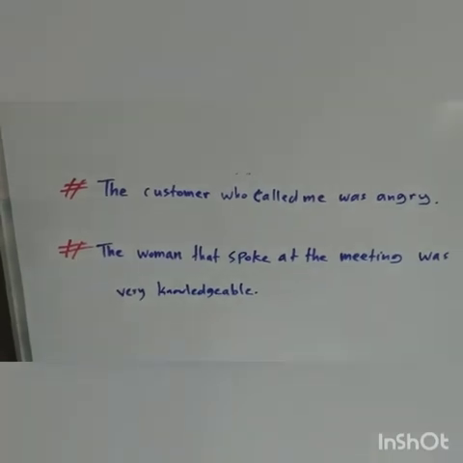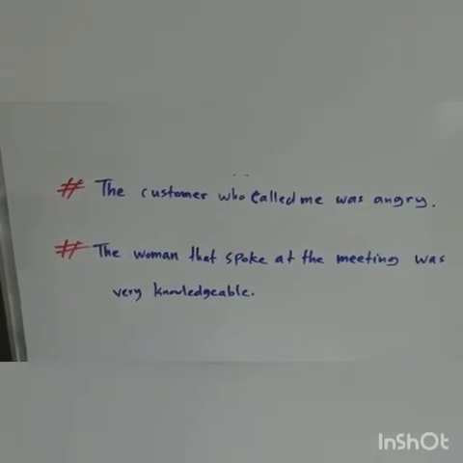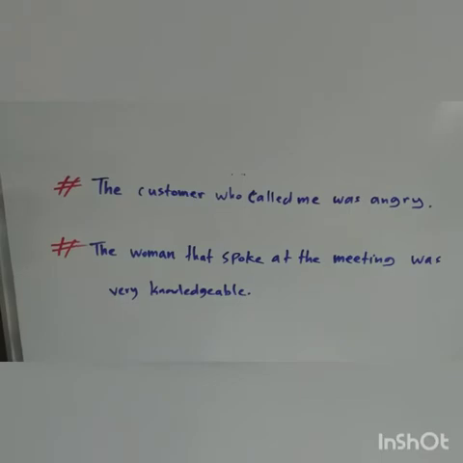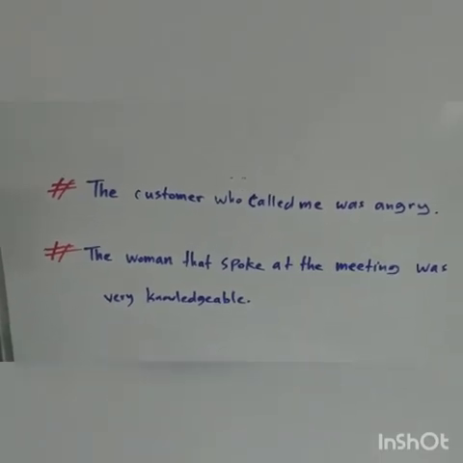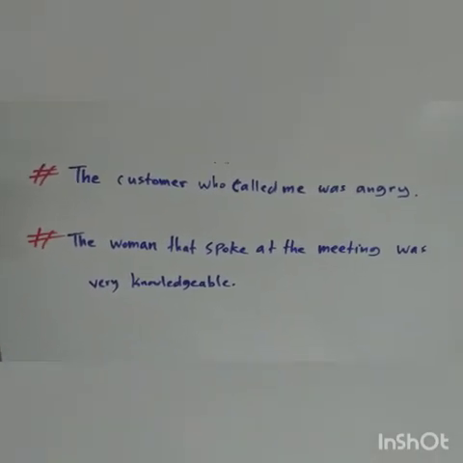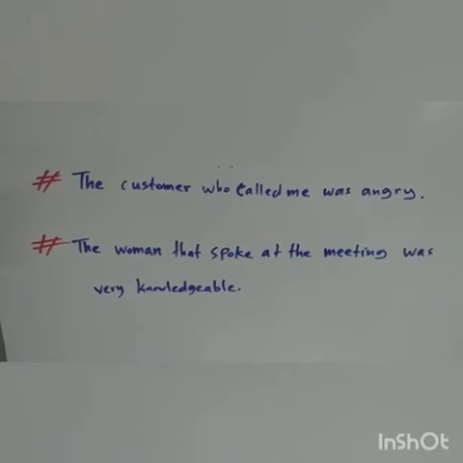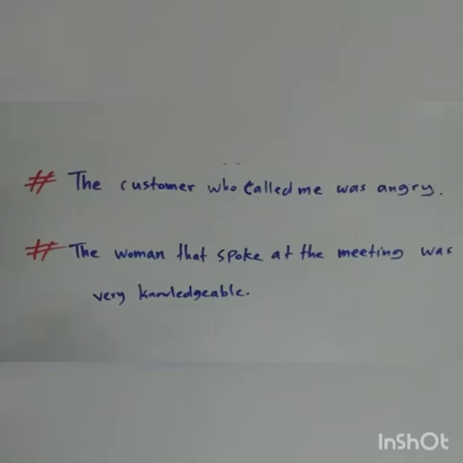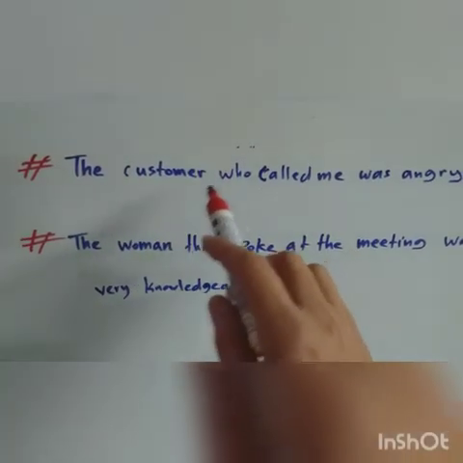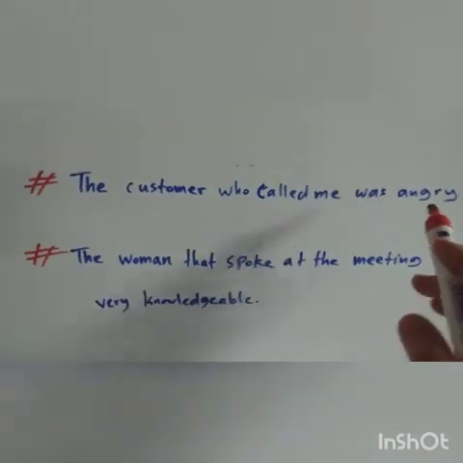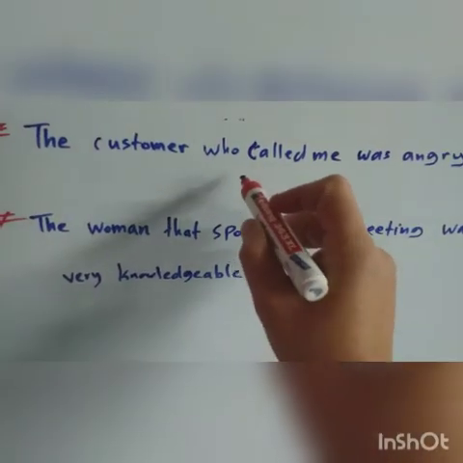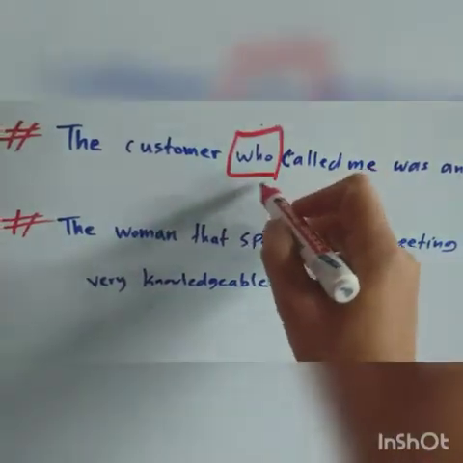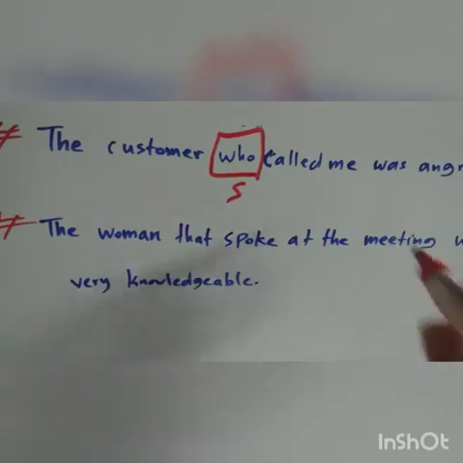When the relative pronoun is the subject of the clause, it cannot be omitted. It's compulsory. If it is the subject of the clause, you cannot omit the relative pronoun. Let's take a look at these examples. The customer who called me was angry. So in this example, who is the subject of the relative clause.